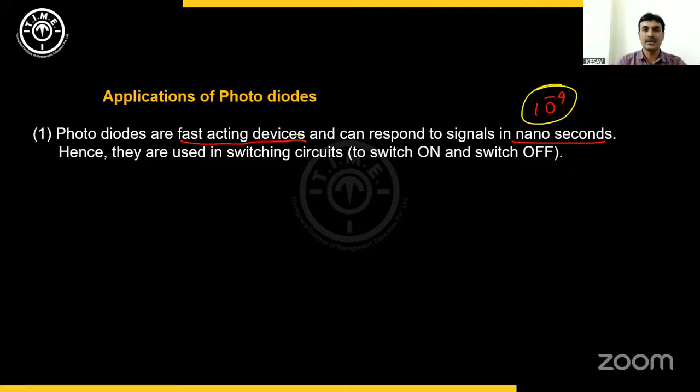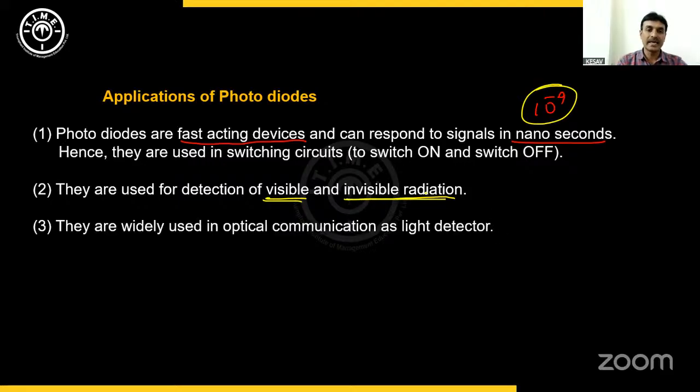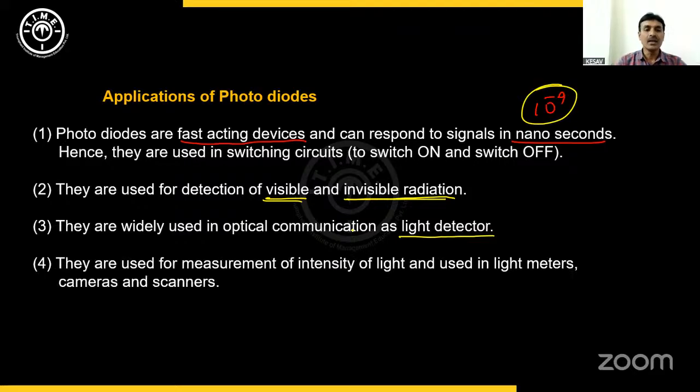These photodiodes are used for detection of visible and invisible radiation even. They respond to the visible light as well as invisible radiation. They're widely used in optical communication as light detectors. They're also used for the measurement of intensity of light and used in light meters, especially cameras and also scanners. These photodiodes find applications in cameras, scanners, light meters.